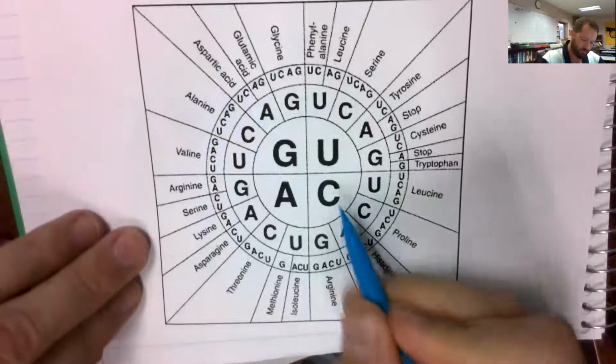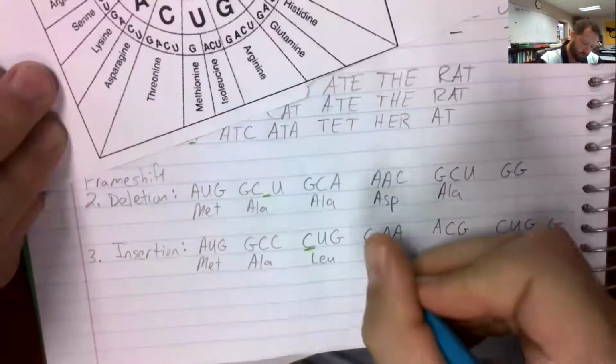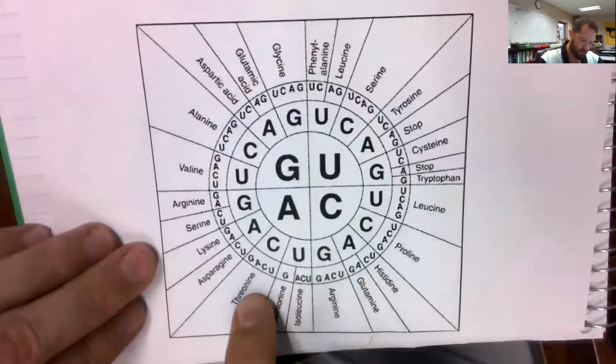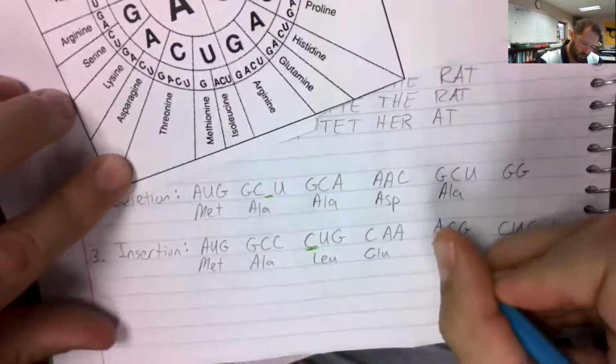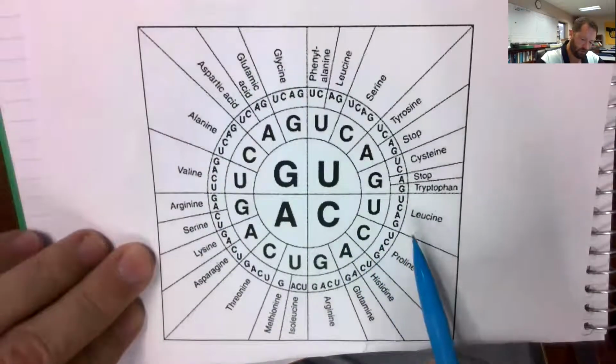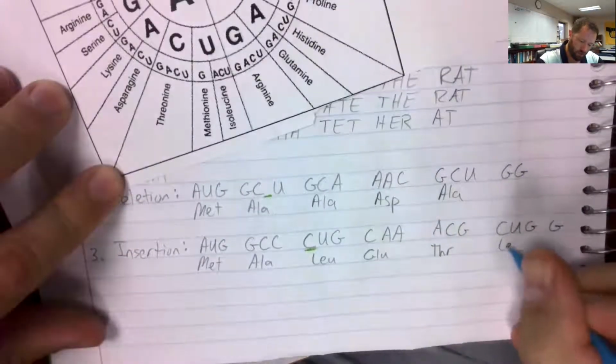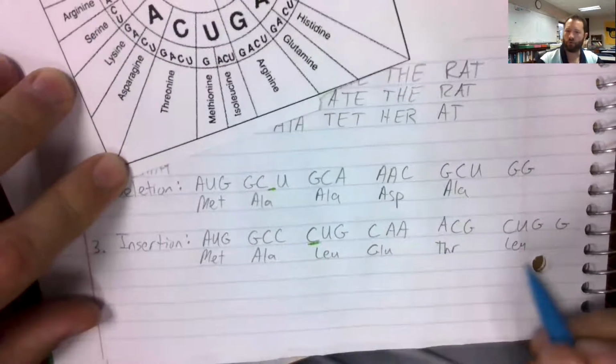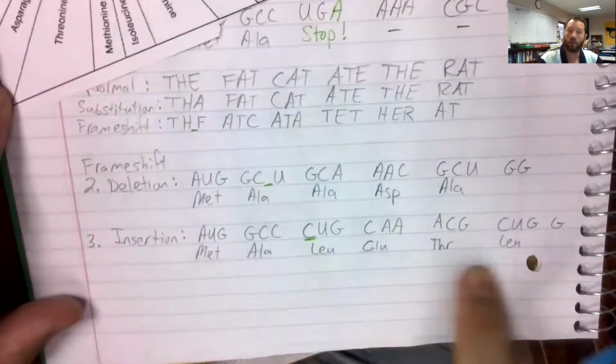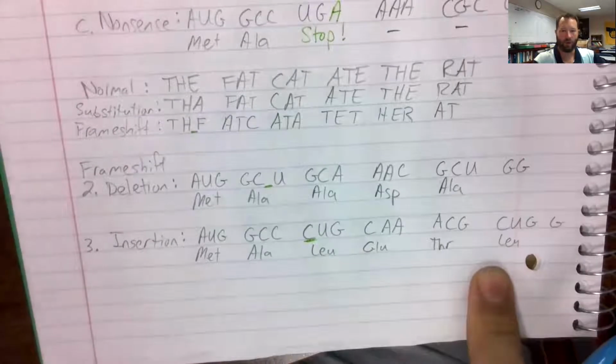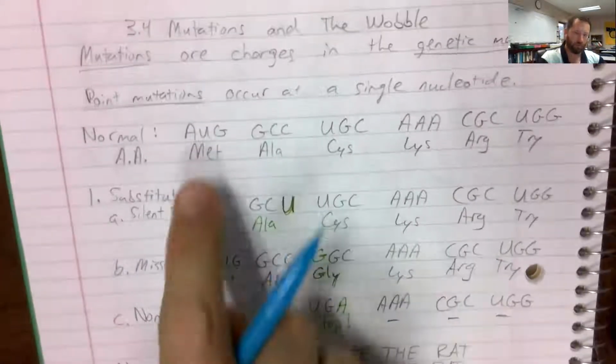CAA, glutamine. ACG, threonine. CUG, leucine. And again, one letter here is not enough for a codon, but again, you can tell completely different amino acid sequence than what we originated with.